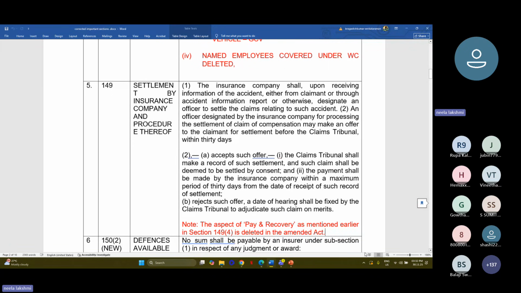That concept means first the insurance company has to compensate the road accident victims, and it has the right to recover it from the owner of the vehicle who is at default. The default of the owner has to be compensated by the insurance company first, and then it has the right to recover it from the owner of the vehicle. This is the principle of pay and recovery. This is removed from the new amended section.